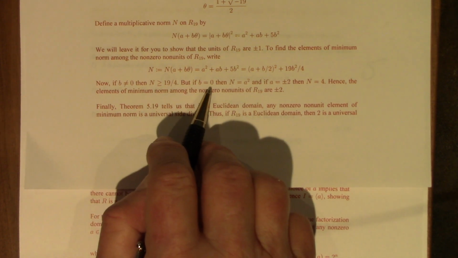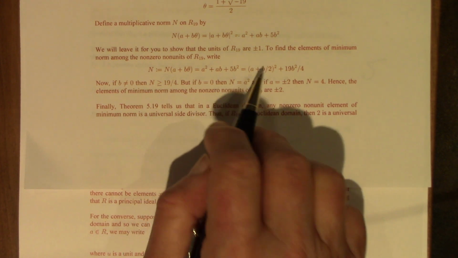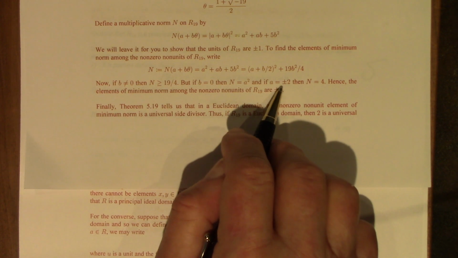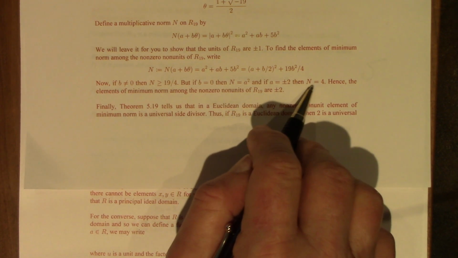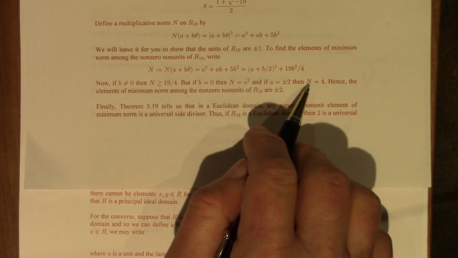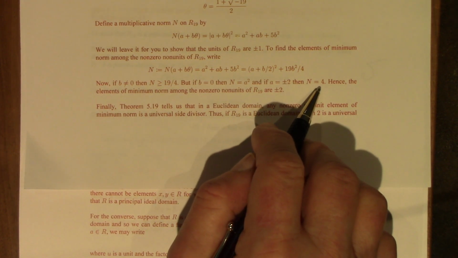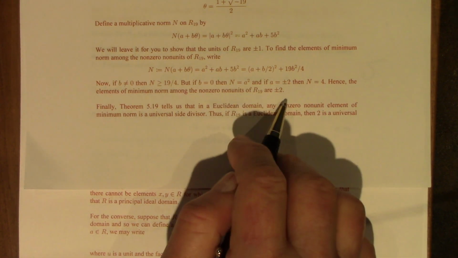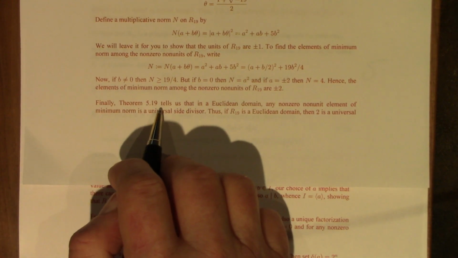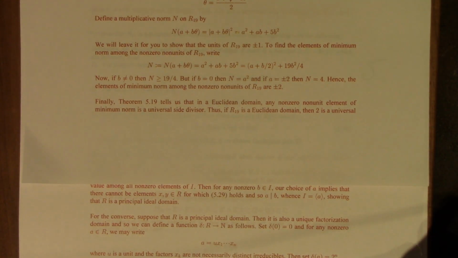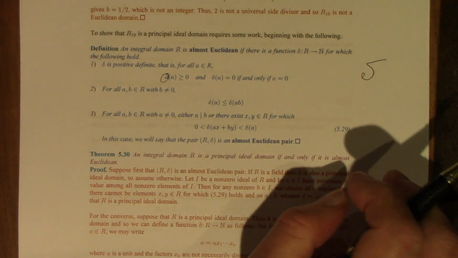But if b is 0, then the norm is just a squared, and so if a is positive or negative 2, we get a norm of 4. That will be the smallest norm among the non-zero non-units when a is positive or negative 2. So according to that theorem I just mentioned, 2, for example, is a universal side divisor.